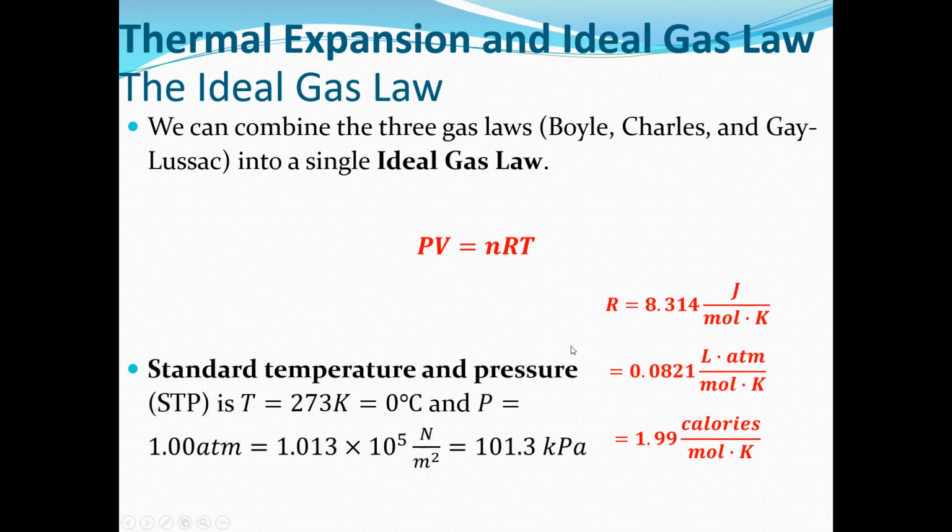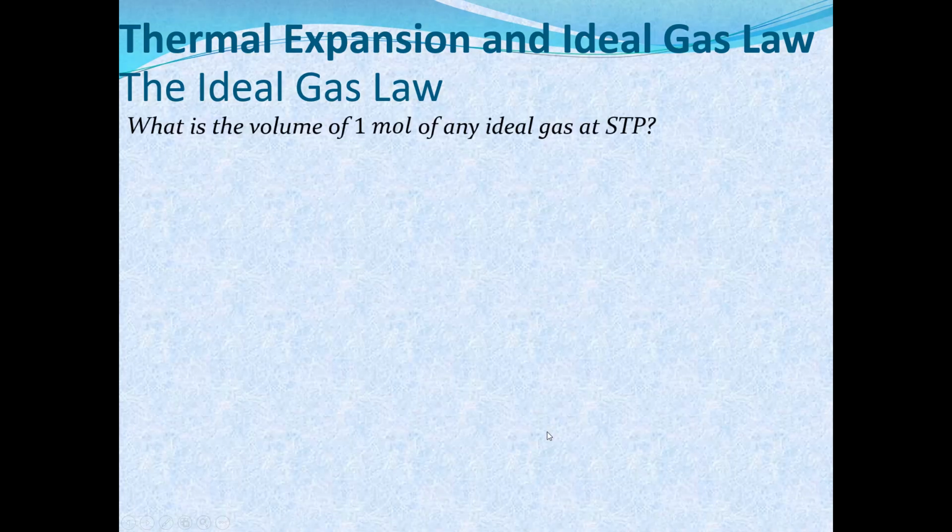Now, you're probably going to hear something called STP, which stands for standard temperature and pressure. It's essentially just a set value. The standard temperature and pressure is 0 degrees Celsius or 273 Kelvin, and pressure of 1 atmosphere or 1.013 times 10 to the fifth pascals. All right, so let's try to figure out what the volume of 1 mole of ideal gas is at STP. Pause the video, work on this, and we'll go over it in a second.